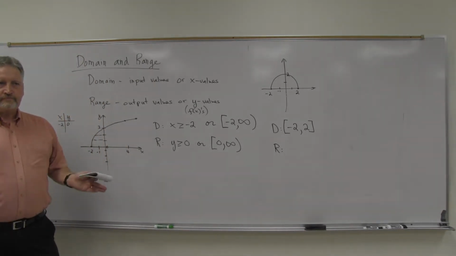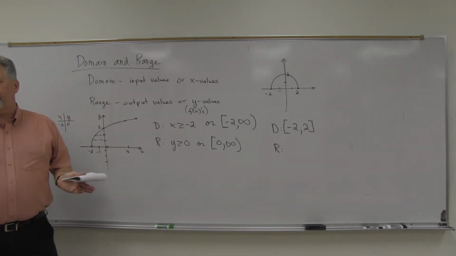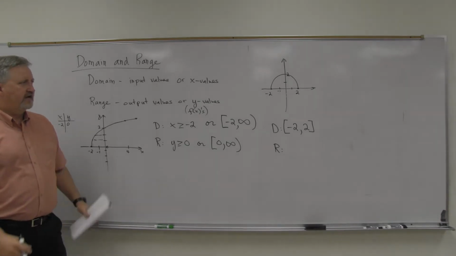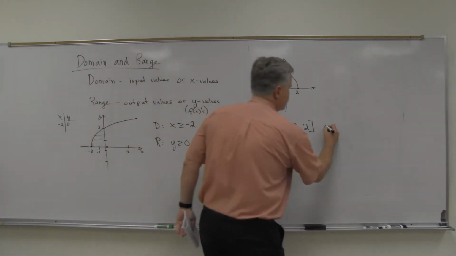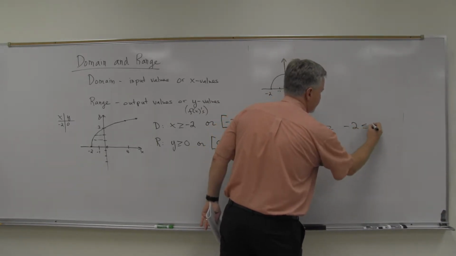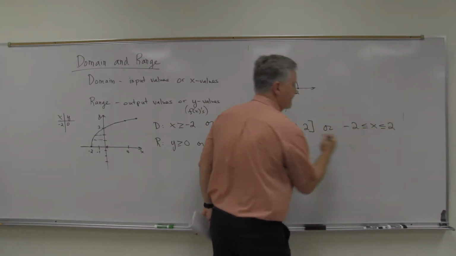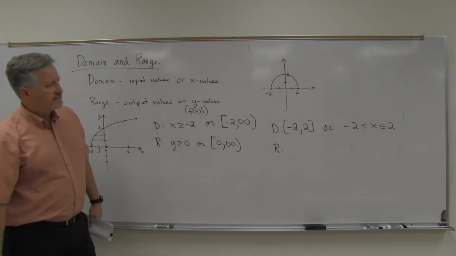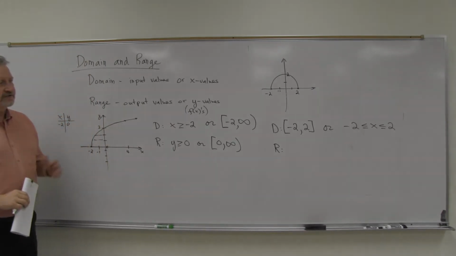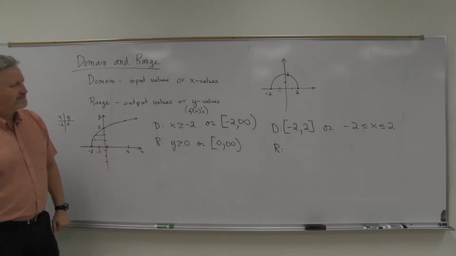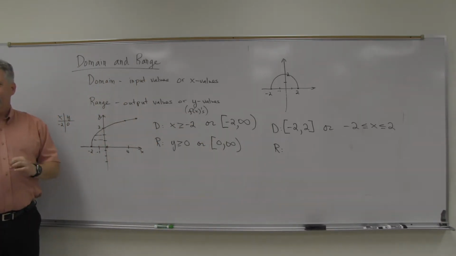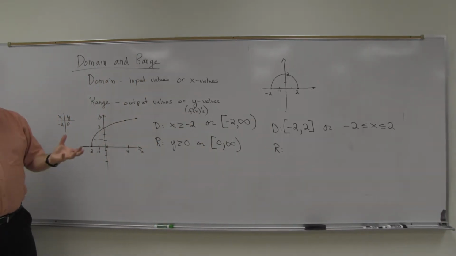And as far as inequalities there, if you want to do that, x is between -2 and 2. So you could write it this way, with the compound inequality: -2 is less than or equal to x is less than or equal to 2. But like I said, I would prefer -2 to 2. Is that okay? All right, what about the range, the y values?